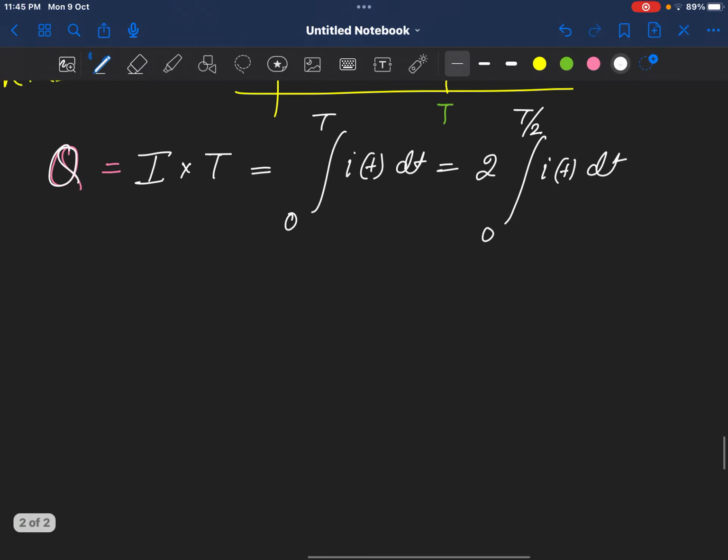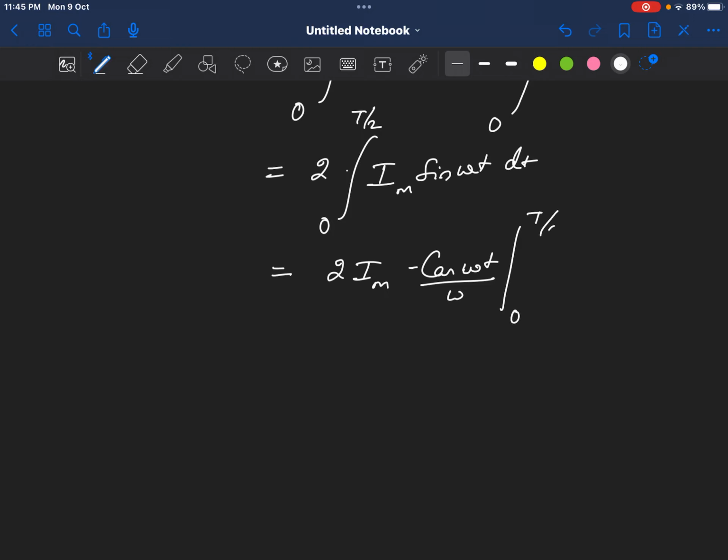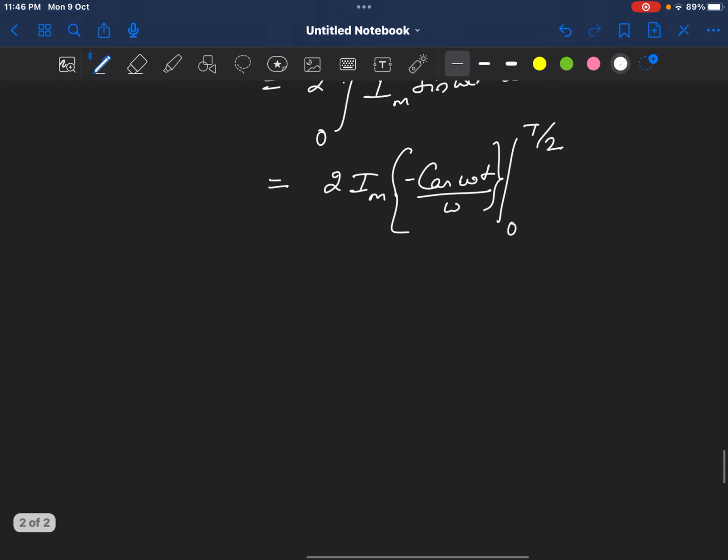So what we are going to get is 2 times the integration from 0 to t by 2 of I(t), which is Im sine omega t dt. Further integration will give us 2Im, where the integral of sine omega t is minus cos omega t by omega, from 0 to t by 2. This will further give us 2Im.